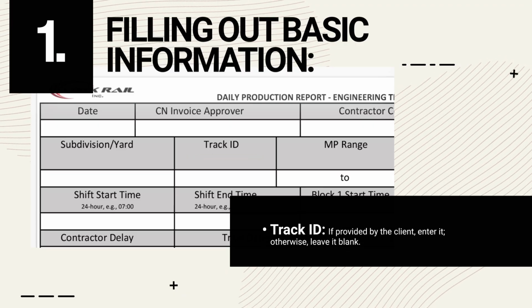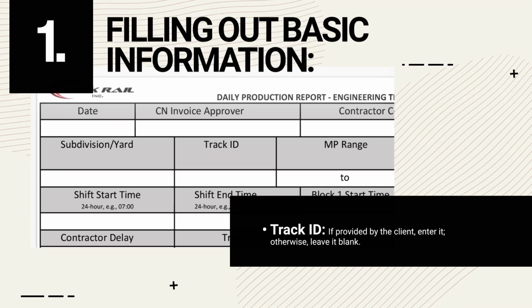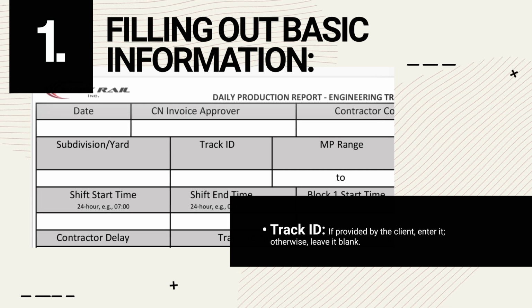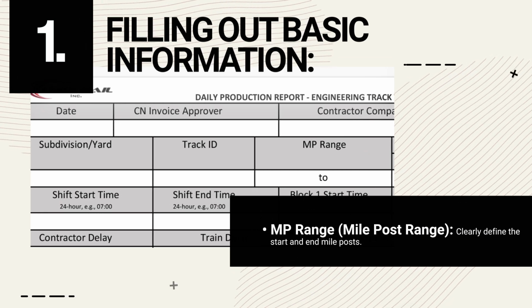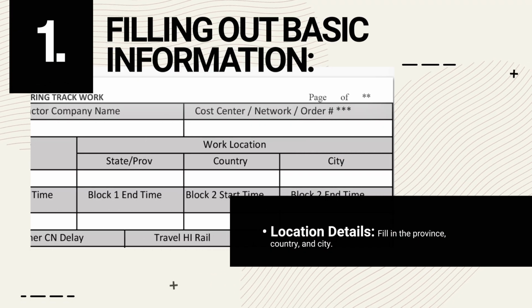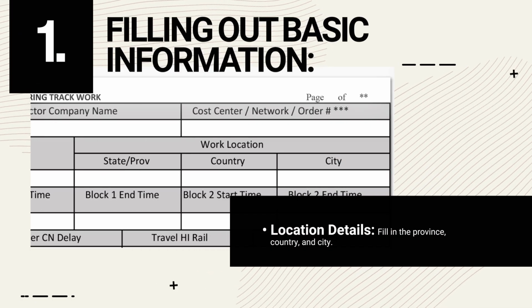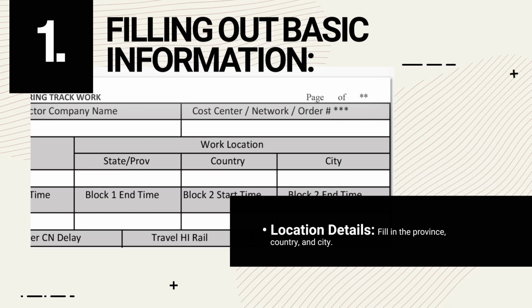Track ID. If provided by the client, enter it. Otherwise, leave it blank. MP range, milepost range. Clearly define the start and end mileposts. Location details. Be sure to fill in the city, province, and country.